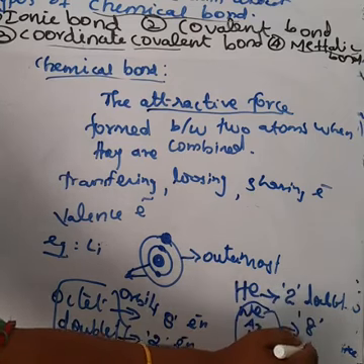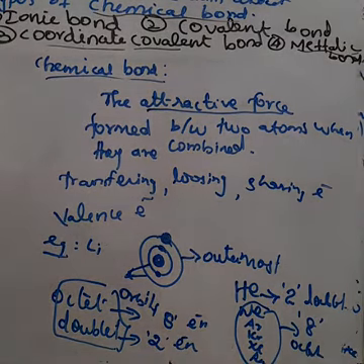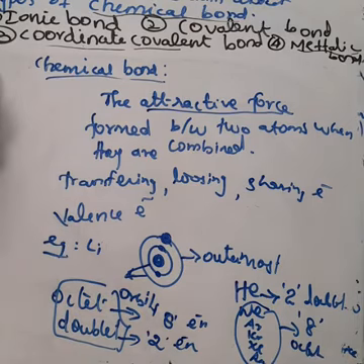So all the other atoms try to get a stable electronic configuration by transferring or gaining or losing valence electrons. At the same time, the force of attraction takes place between the atoms. That is called a chemical bond. Understood, students? I hope all of you understood.